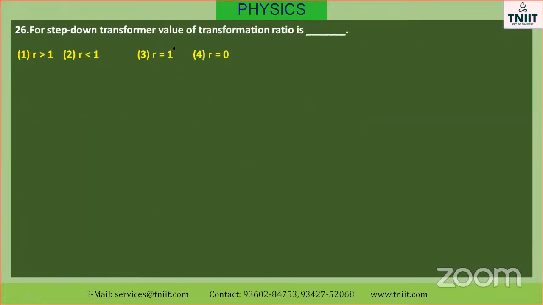You know that for a step down transformer, the transformation ratio is the number of turns in the secondary to the number of turns in the primary. So a step down transformer means the turn ratio should be less than 1. Turn ratio should be less than 1 for a step down transformer.